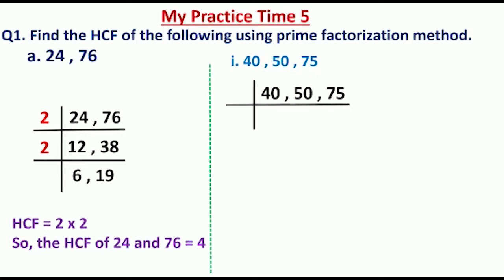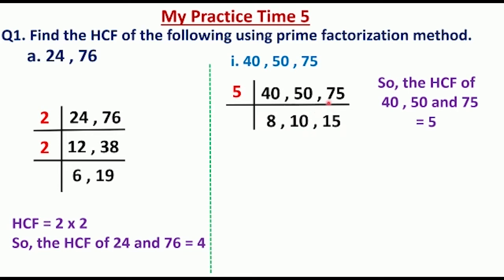So how will we find the HCF? First we have to find the common factor of 40, 50 and 75, the smallest common factor. So the smallest common factor will be 5. Write here 5. Now divide 40, 50 and 75 by 5. When you divide 40 by 5, you will get 8. When you divide 50 by 5, you will get 10. When you divide 75 by 5, you will get 15. Now find the common factor of 8, 10 and 15. We are not having any common factor of 8, 10 and 15. So we will stop here only. So the HCF of 40, 50 and 75 will be only 5.